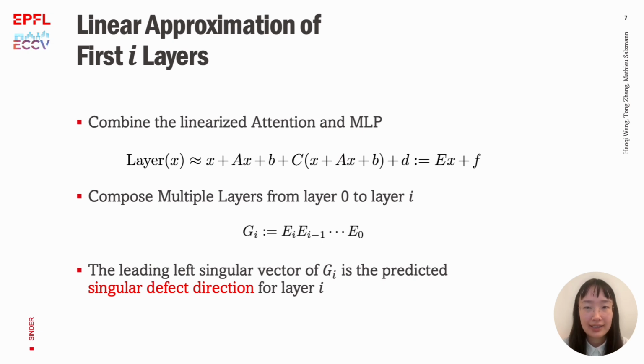Combining the linearized attention and MLP, and by composing multiple layers from layer 0 to layer I, we can obtain matrix G_I to represent the transformation on input tokens for these layers. And we define the leading left singular vector of G_I to be the singular defect direction for layer I.